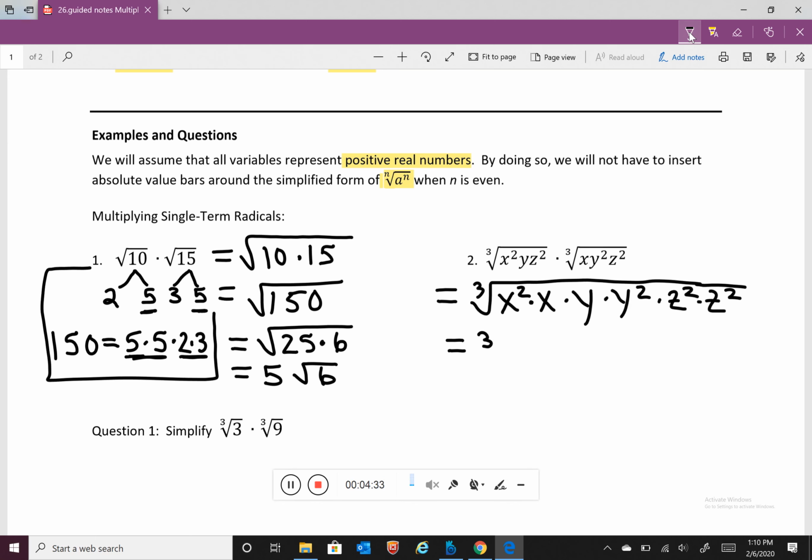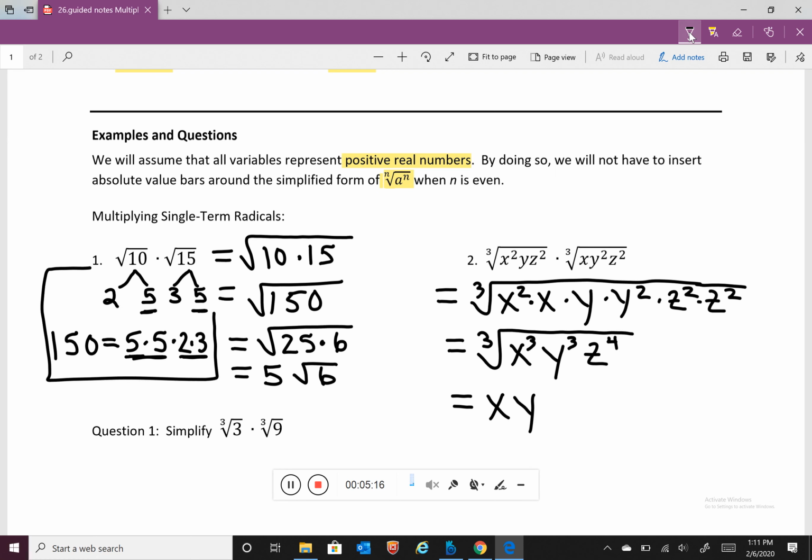So this now gives us the cube root of, and we're going to multiply to bring these together, x squared times x to the first is x cubed. Y times y squared is y cubed. And z squared times z squared is z to the fourth. The cube root of x cubed is just x. The cube root of y cubed is just y. And the cube root of z to the fourth does not simplify perfectly.